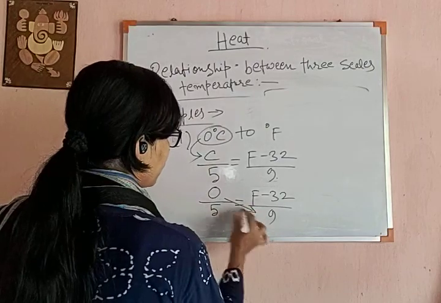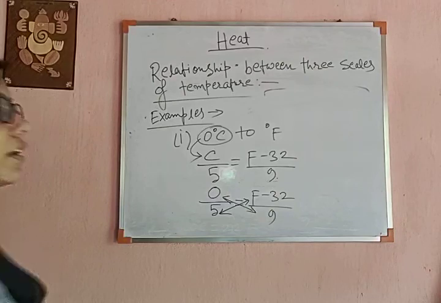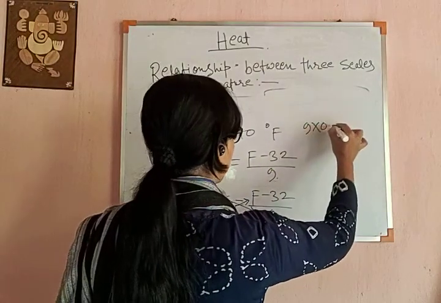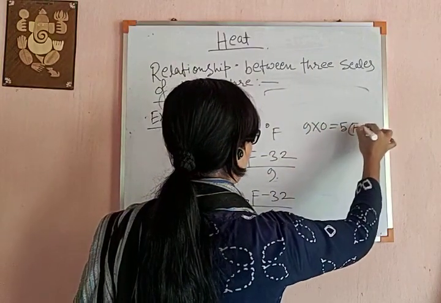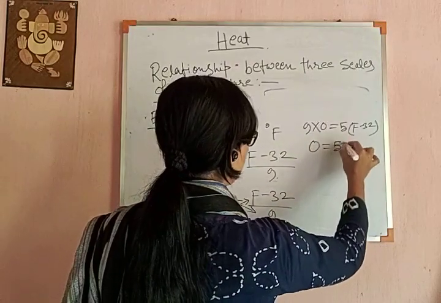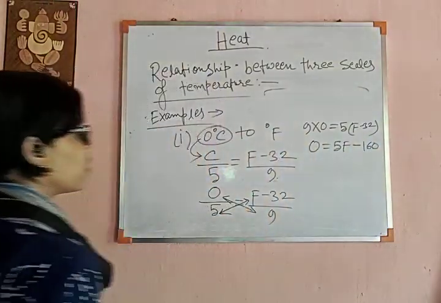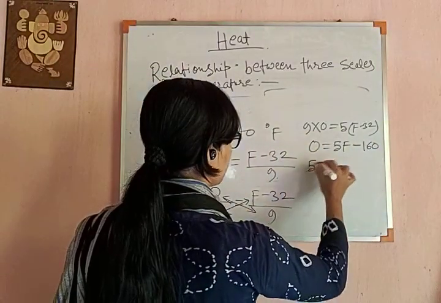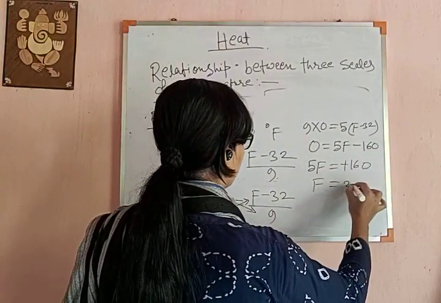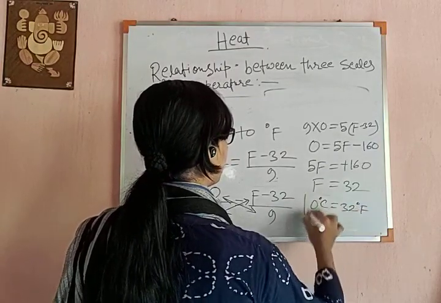Now apply cross multiplication. 9 into 0 and 5 into F minus 32. So by applying it we are getting 9 into 0 equal to 5 into F minus 32. So 9 into 0 means 0. So 5F, and 5 into 32 means 160. So put 160 on the left hand side, it becomes plus 160. So 5F equal to plus 160. So F is 32. So you can say 0 degree Celsius equal to 32 degree Fahrenheit.